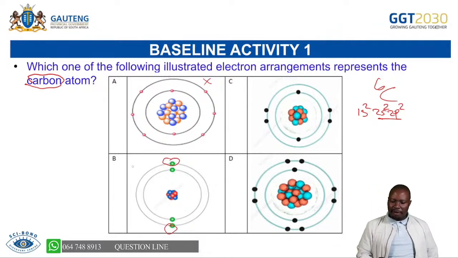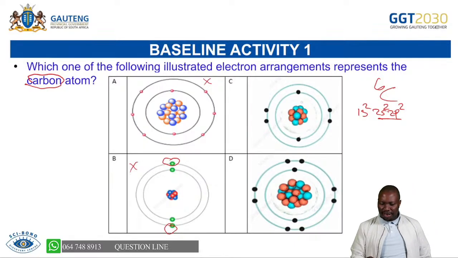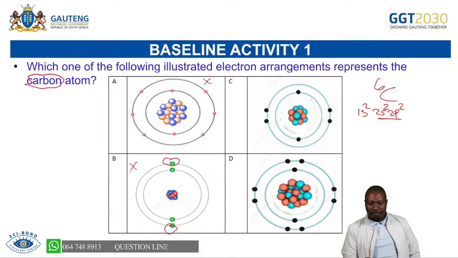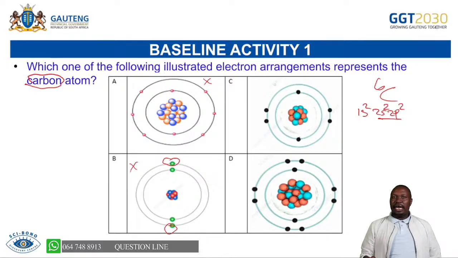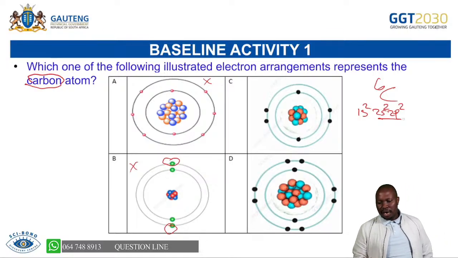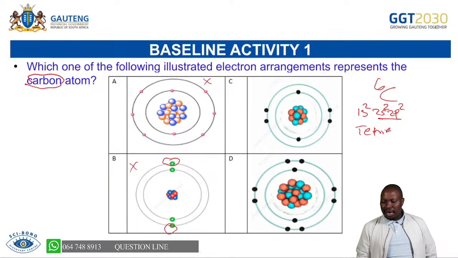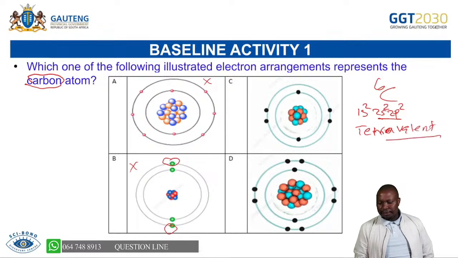Hence, we are saying number B is incorrect. Now, if we look at number C, it has 1s2, the first 2 electrons in the first energy level, followed by the 2s2 and 2p2, which are these 4 electrons in the outermost energy level that we refer to as valence electrons. So we're saying carbon is tetravalent, which means that carbon has 4 valence electrons. So we refer to it as tetravalent. I hope you get that.